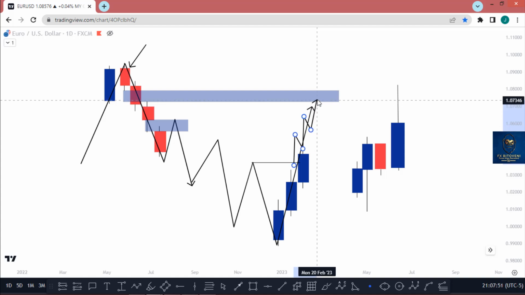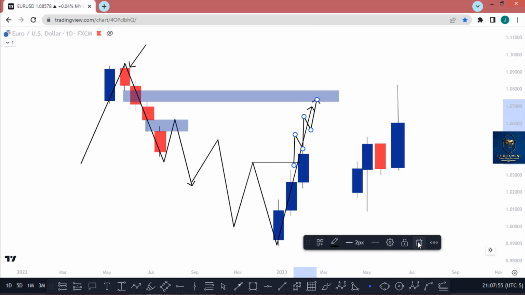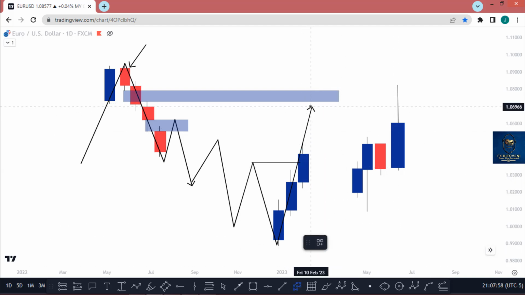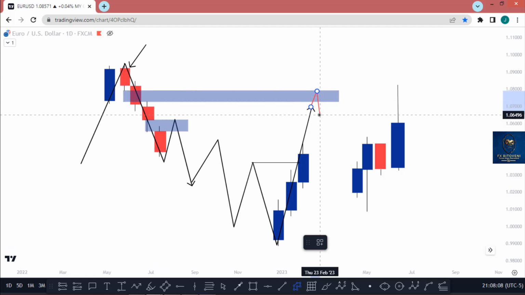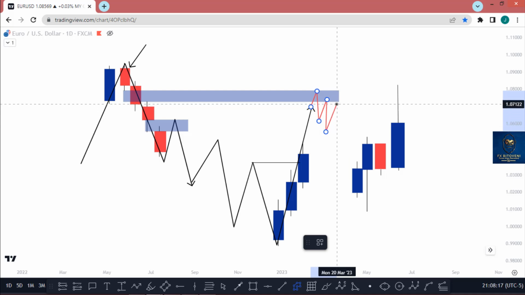After reaching your imbalance here, market is likely to do what? Market is likely to reject the zone. As long as you see market rejecting this zone here, like this, with a clear rejection of the candle, you can use lower time frame to identify what? To identify a push to the downside.